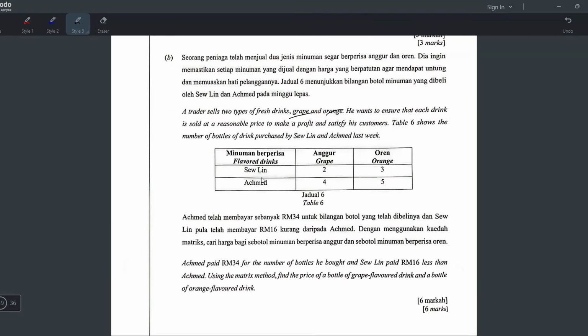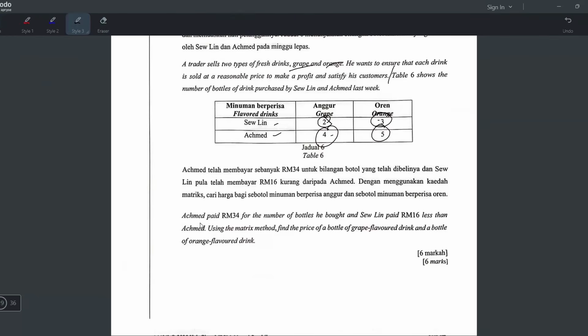Okay, so you have grape, orange. He wants to ensure that each drink is sold at a reasonable price to make a profit and satisfy his customer. Okay, makes sense. Table 6 shows the number of bottles of drinks purchased by Sulin and Ahmed last week. What name is this? Okay, Sulin, Ahmed. So dia 2, 3, 4, 5. And what is this represents? Like the price. A trader sells two types. Is drink. So this is the customer lah. Yeah, and then this is the number purchased lah. Okay, understand.